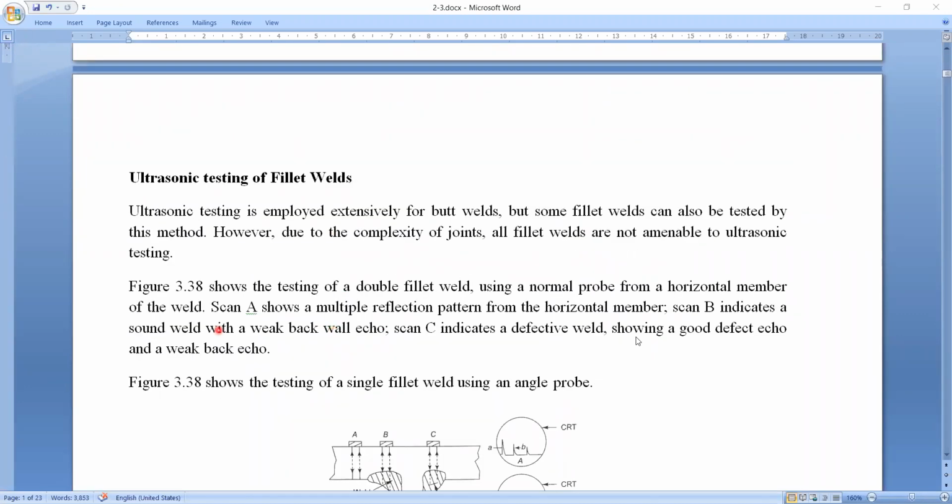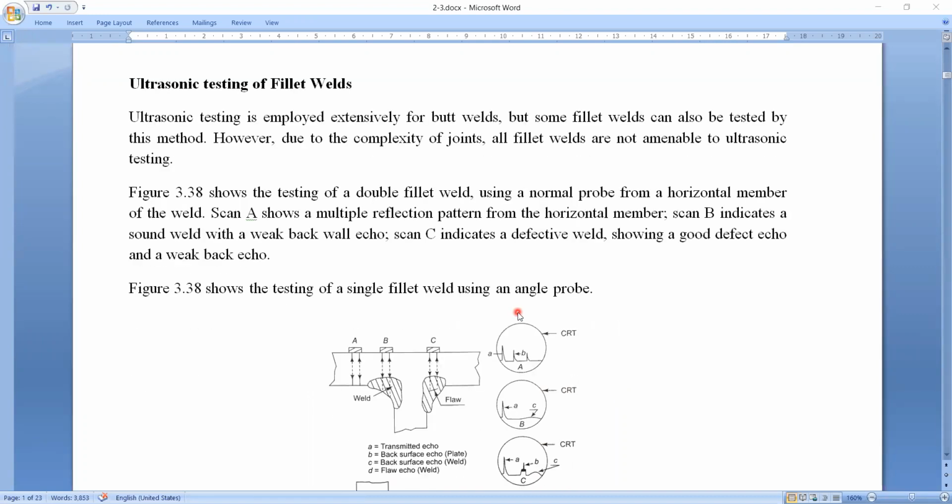Next one, ultrasonic testing for fillet welds. Up to now we have been testing butt welding joints, because ultrasonic testing is mostly preferable for butt welds, but in some cases we have to test fillet welds also. For that purpose, we have to follow some other methods.